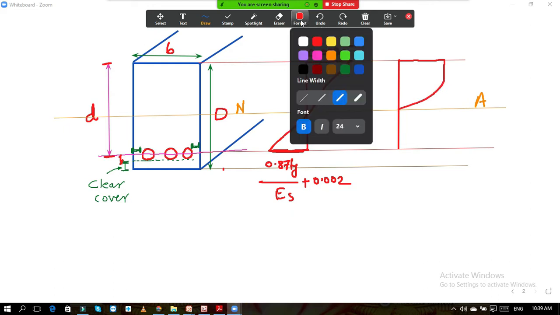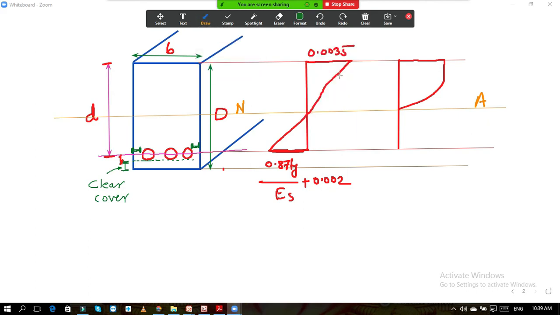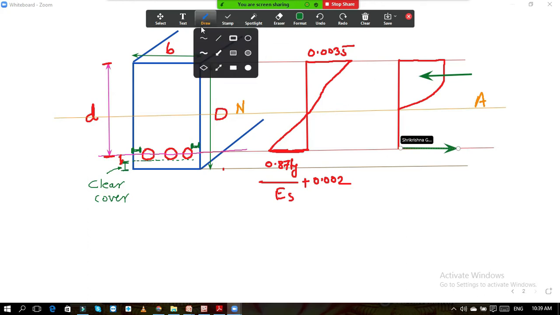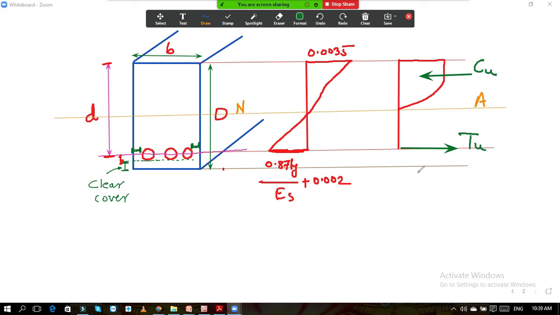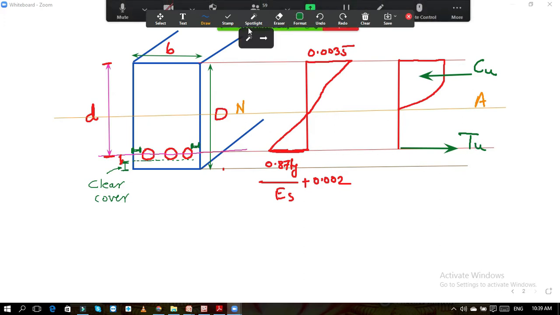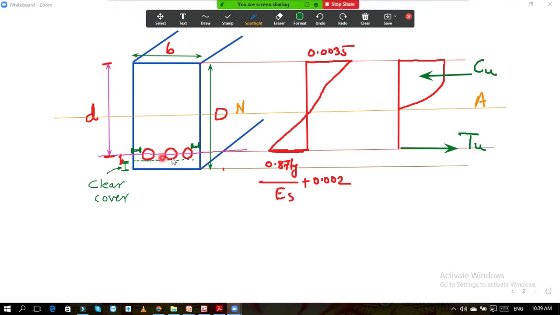Then your compressive force and tensile force are at some point over here. This is the compressive force, and here your tensile force will be there. This is your Cu. Now I will not write the formulas. Just for understanding, I am showing you the level where these forces are acting. The tensile force is acting at the level of steel, not at the bottom. This is your bottom level. It is not acting at the bottom. So remember this.